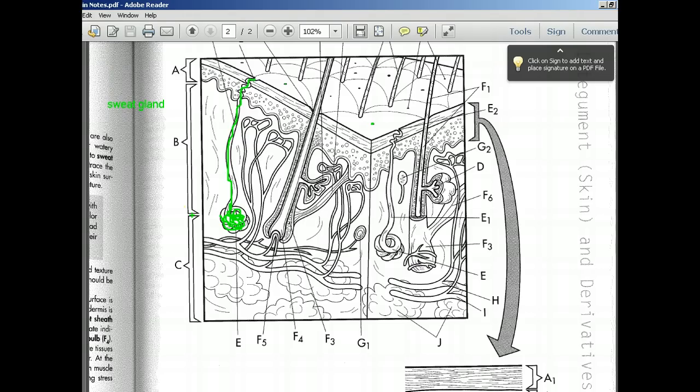So we spent our time talking about the epidermis, dermis, hypodermis, hair follicle, hair, sebaceous gland, and sweat gland.